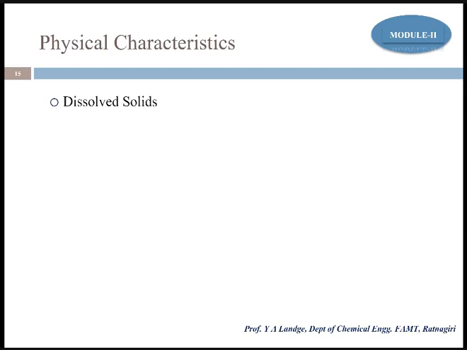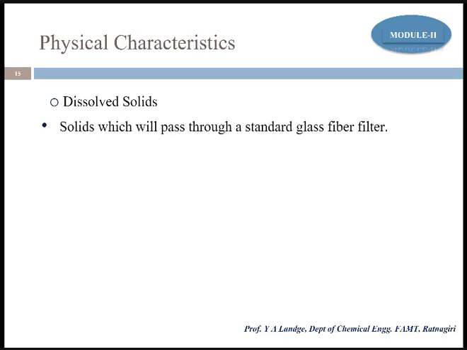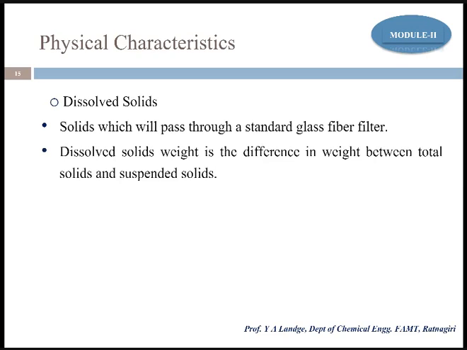Now let's talk about the dissolved solid. Already I said what a dissolved solid is. It is the solid which will pass through the standard glass fiber filter. It is in a dissolved form. Once it has passed through the standard glass fiber filter, we can say it is a dissolved solid. The solids weight is the difference in weight between the total solid and suspended solids. So how can we find out the dissolved solid? If we know the total solid and subtract the suspended solid, then we get the quantity of the dissolved solid.